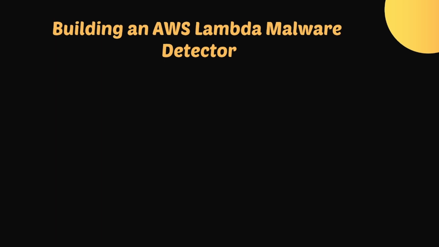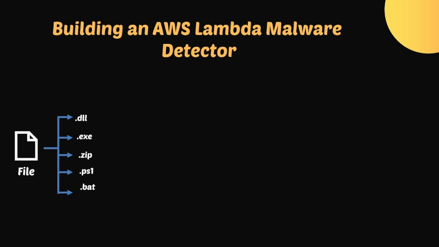Imagine the situation where bad guys might try to sneak into our systems by uploading certain types of files. So here we have our different file extensions. These file extensions are often used by attackers to cause trouble, so it is crucial for us to catch them in our AWS system. In this example, we will focus on five specific file extensions: .dll, .exe, .zip file, PowerShell script file, and .bat file.